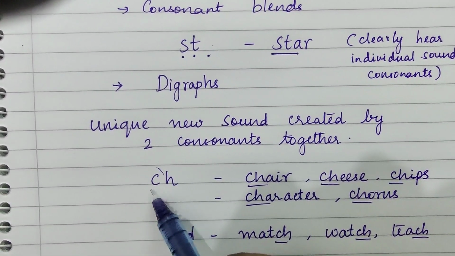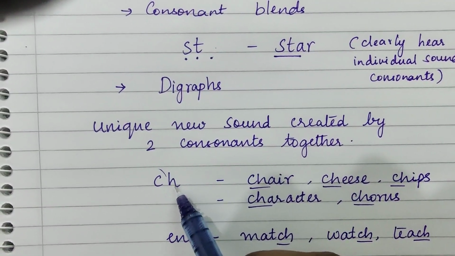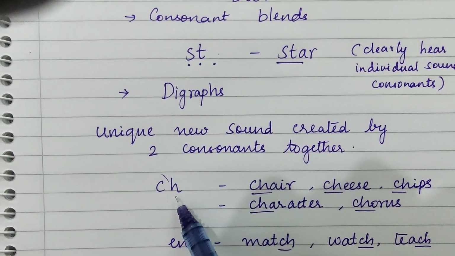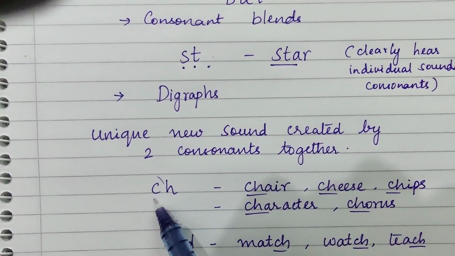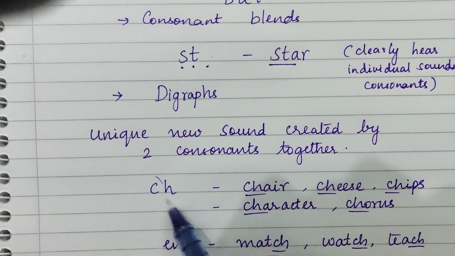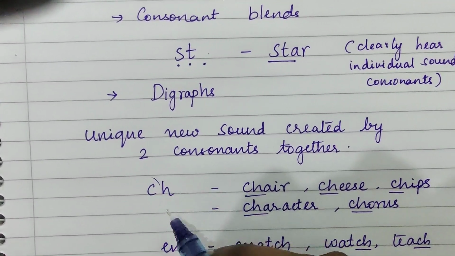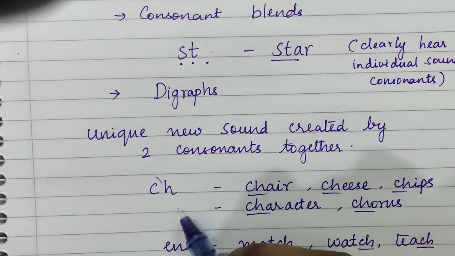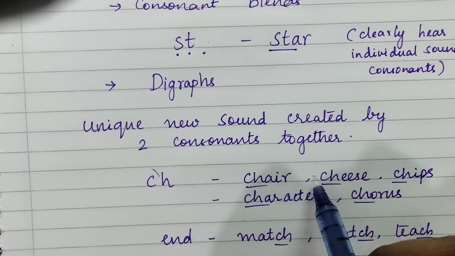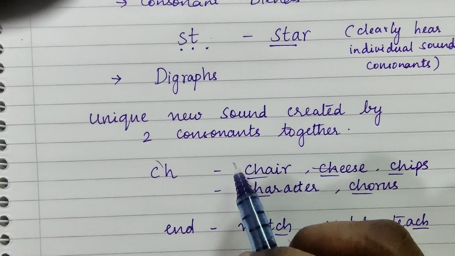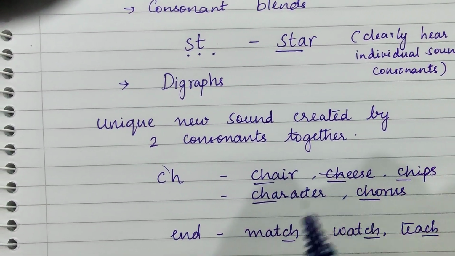The C sound is k, as in cat. The H sound is h, as in hat. But we do not blend together the sounds of the consonants. Instead, these two form a new sound, the unique sound ch. Chair, cheese, chips. So that is the sound ch.